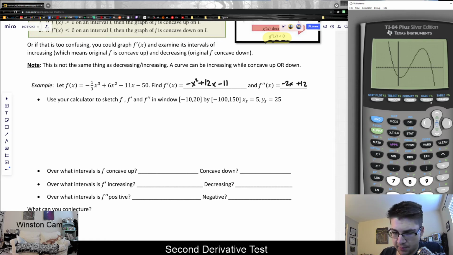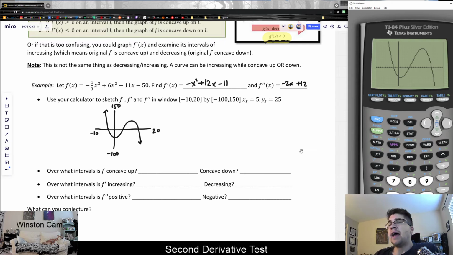And that gives us a pretty good idea of what our function looks like. Okay, let's just create a sketch real quick. Something like that. This is from negative 10 to 20, and negative 100 to 150.